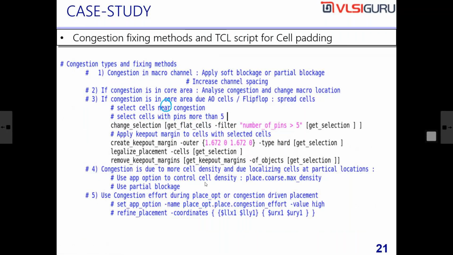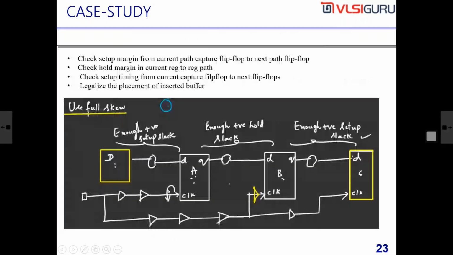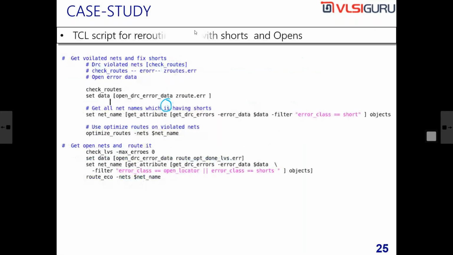These are the commands to fix the congestion. I showed you the congestion, right? So how to fix congestion? We have a Tcl program. We have a Tcl program to identify which flip-flop is not having a clock gating cell. See, clock gating is a method of reducing the power consumption. So which flip-flop is not having a clock gating cell and what is the reason? To identify that, we have a Tcl program. This program is for the useful skew method. How to implement it to fix setup violation, we use useful skew. What is the program?